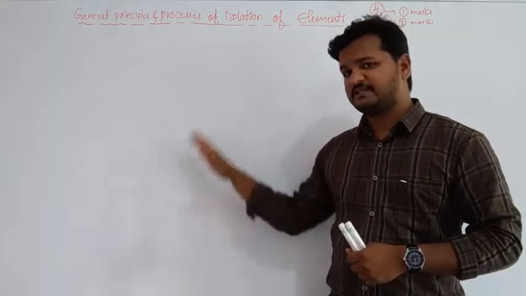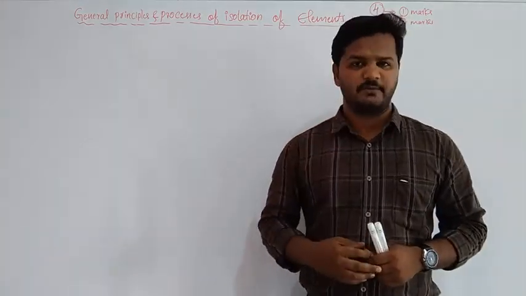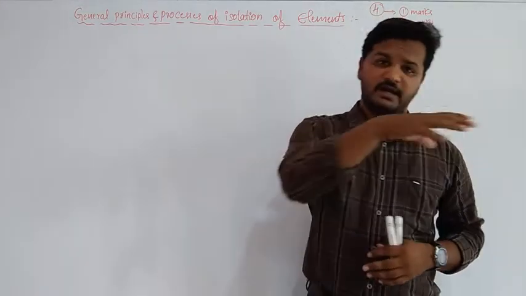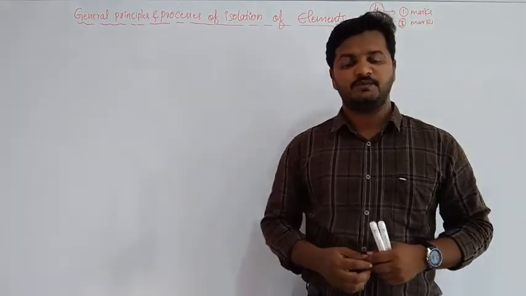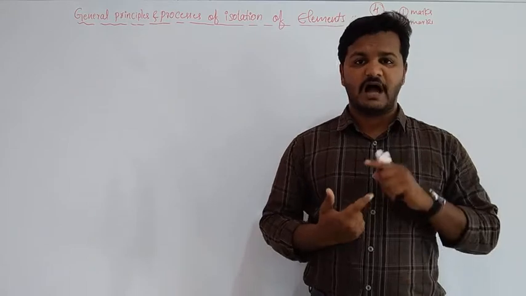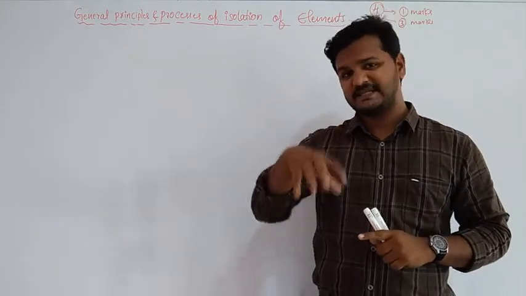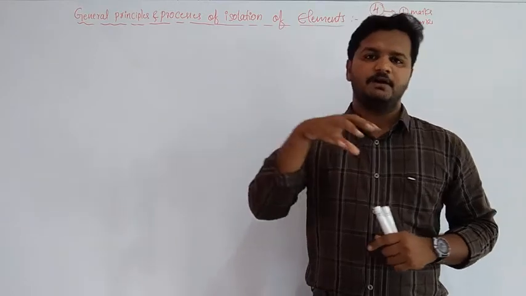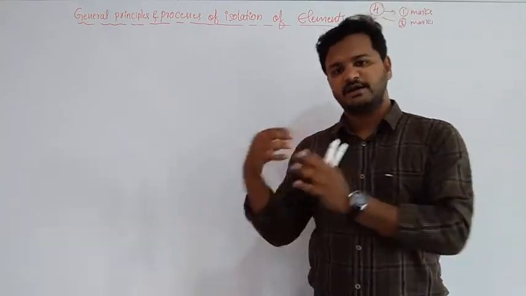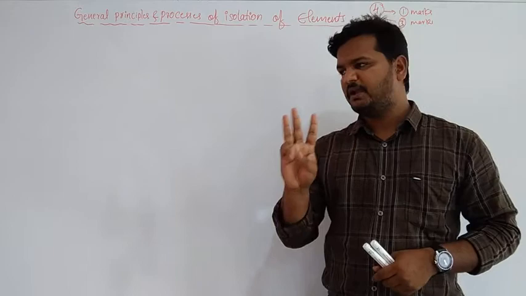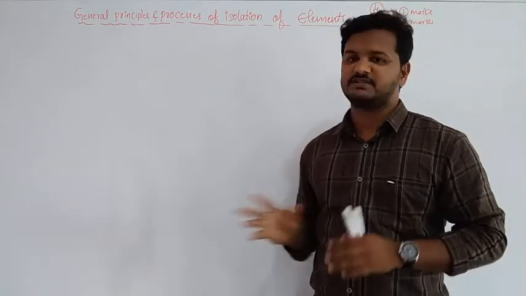In our syllabus, we have to prepare 4 metals, refine them, and before that extract them. They are aluminium, iron, copper and zinc. These are the 4 metals we have to extract, prepare and refine. These are the 3 main important steps in this chapter.